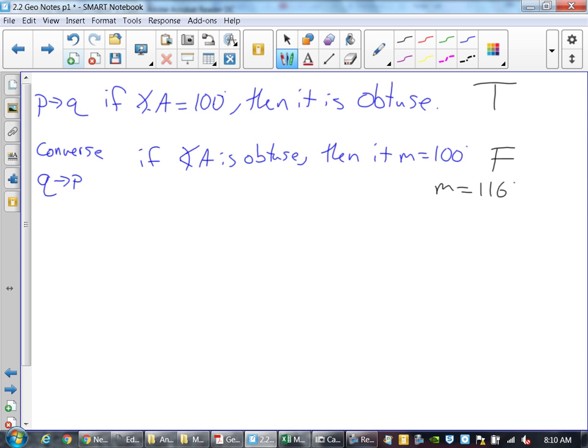There are multiple ways to do this. There are multiple counterexamples. Remember from yesterday, how many counterexamples do you have to have in order to negate something? Just one. Okay. The next one was the inverse.